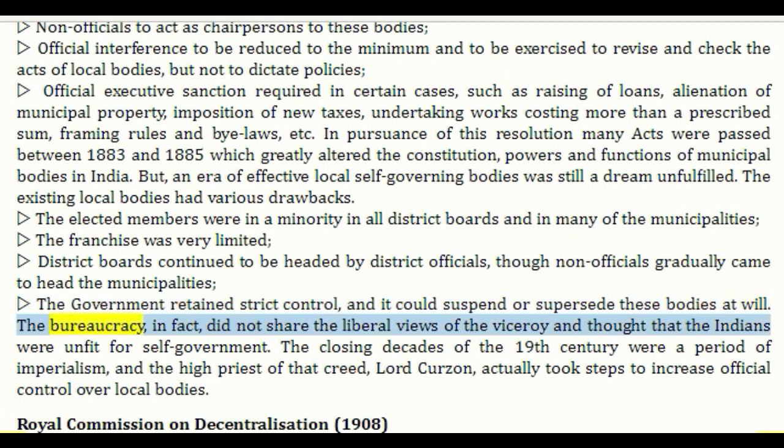The bureaucracy, in fact, did not share the liberal views of the viceroy and thought that the Indians were unfit for self-government. The closing decades of the 19th century were a period of imperialism, and the high priest of that creed, Lord Curzon, actually took steps to increase official control over local bodies.